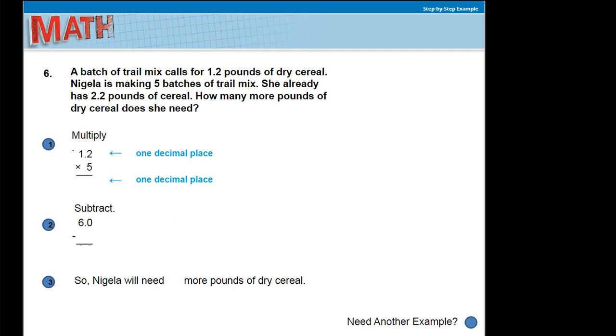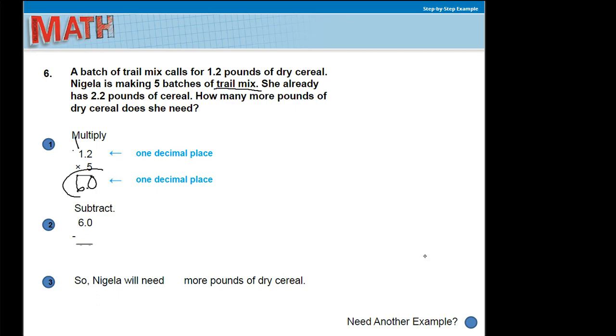All right. We got a word problem. A batch of trail mix calls for 1.2 pounds of dry cereal. Ella, we're going to call her, is making 5 batches of trail mix. She already has 2.2 pounds of cereal. How many more pounds of dry cereal does she need? So we first need to multiply 1.2 times 5 because that is how much the trail mix needs. So we have 1.2 times 5, so that is 10. Carry the 1. 5 times 1 is 5 plus 1 is 6.